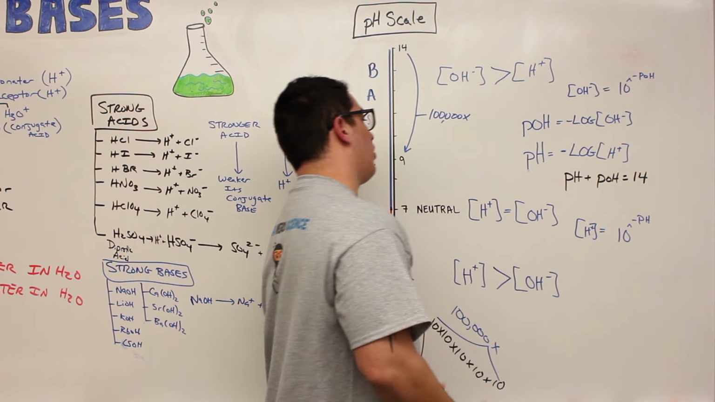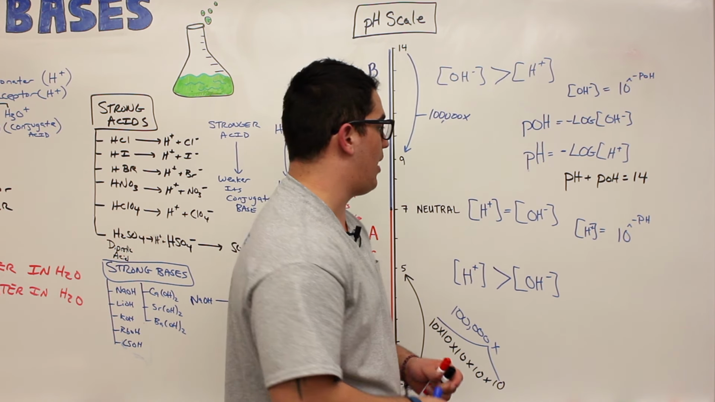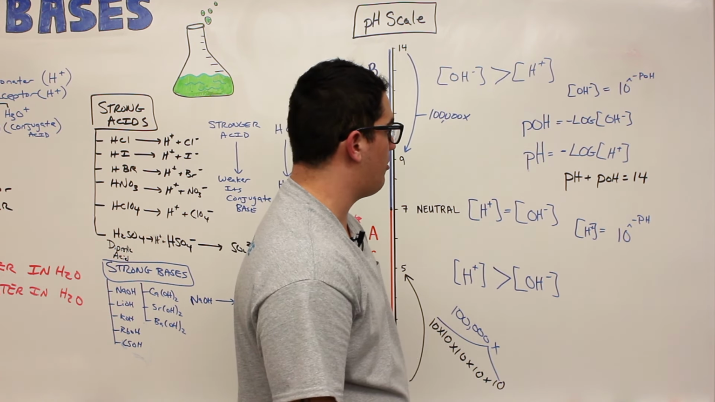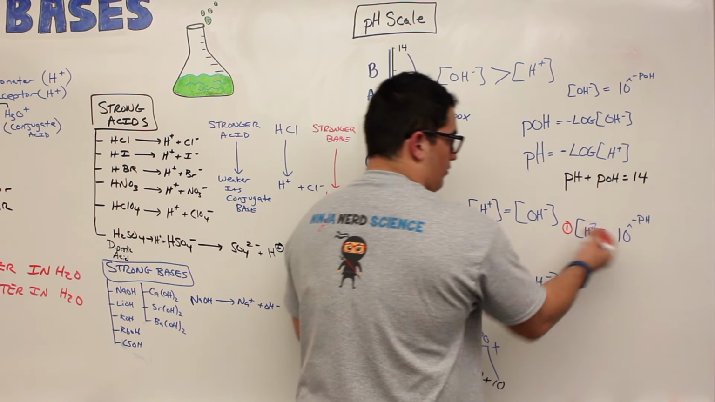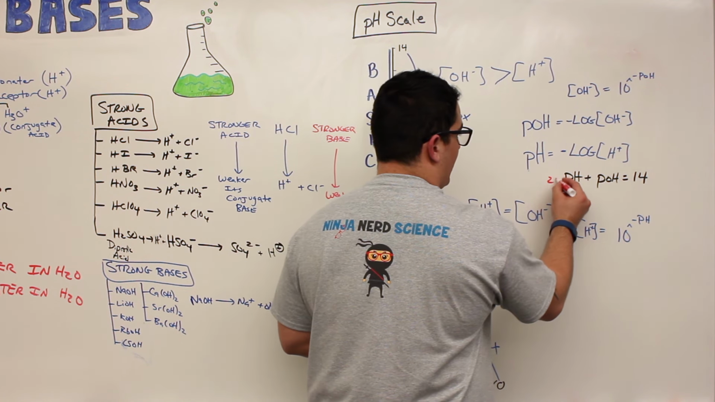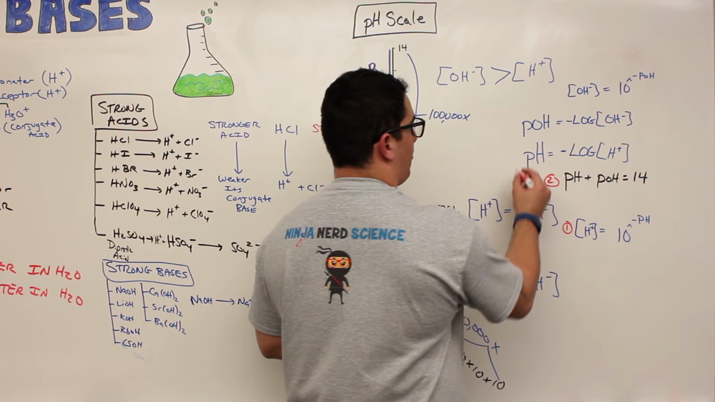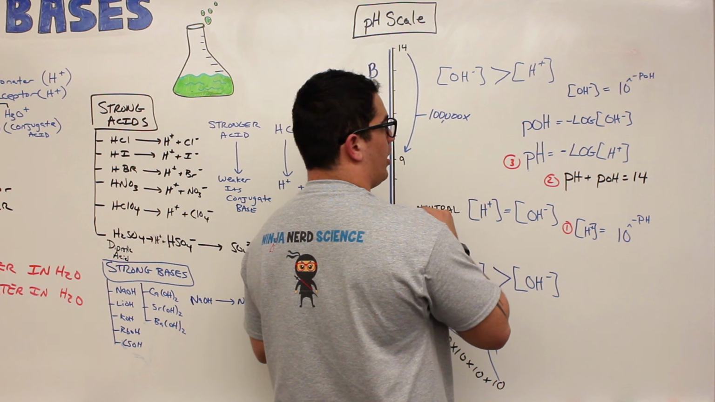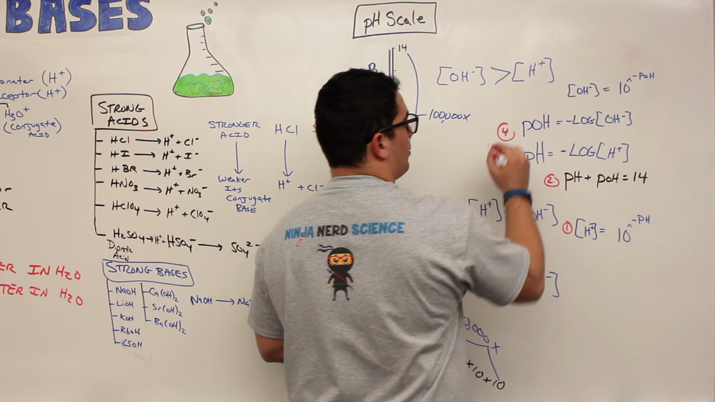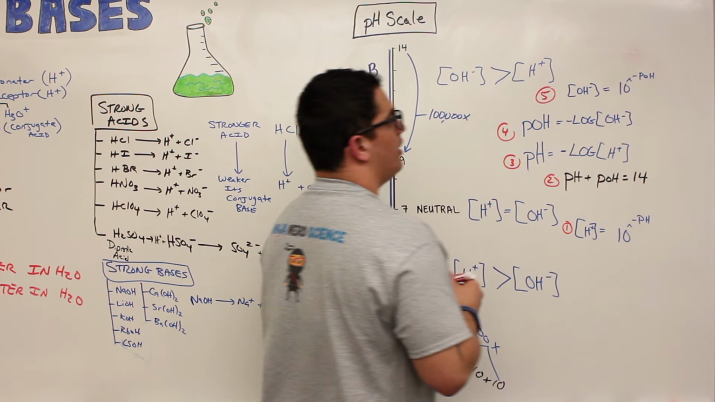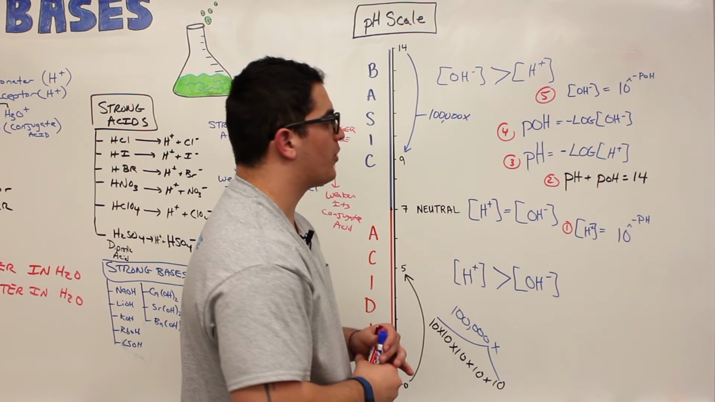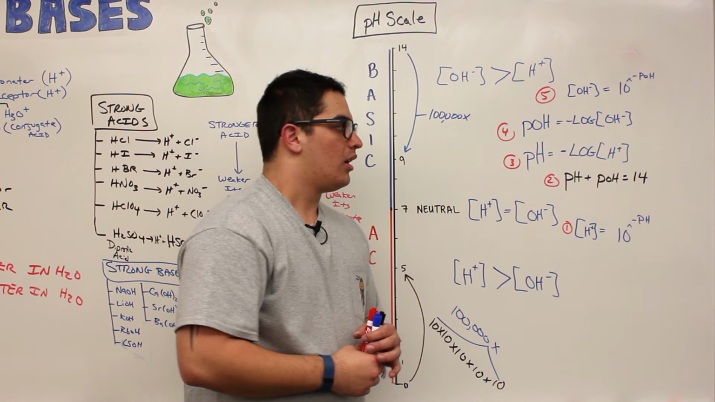So I can move all the way around this pH scale, right? So again, how many formulas have we been able to come up with here? We came up with H plus equals 10 to the negative pH, pH plus pOH equals 14, pH equals negative log of the hydronium ion, pOH equals negative log of the hydroxide ion, and hydroxide is equal to 10 to the negative pOH. One more thing I want to talk about here.